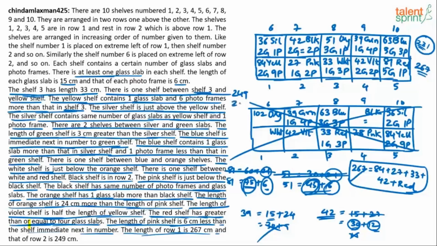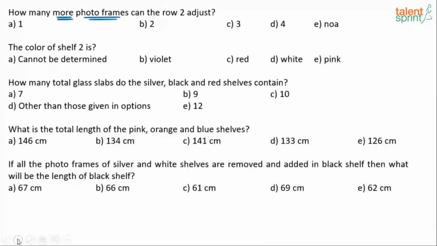We have got 231. So what is extra? 18. 18 centimeters extra space in row 2, which means... So how many more can it balance? How many more photo frames? See, 18 centimeters extra, meaning 3 photo frames. Yes or no? Each photo frame is 6 centimeters. So 3 photo frames. But they should give a clue about this.